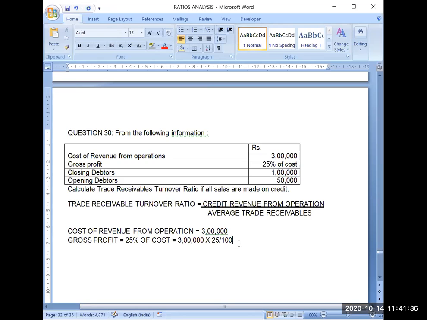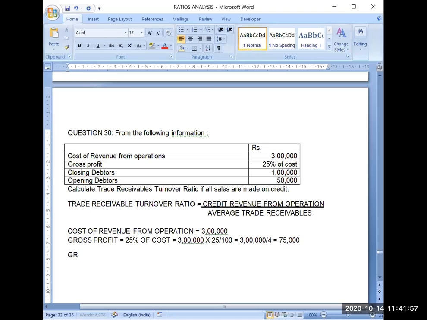So it will be equal to 3 lakh, and write each and every part of your calculation. It will give better presentation also. It will make you comfortable also. You will not make any error. It will come 75,000.